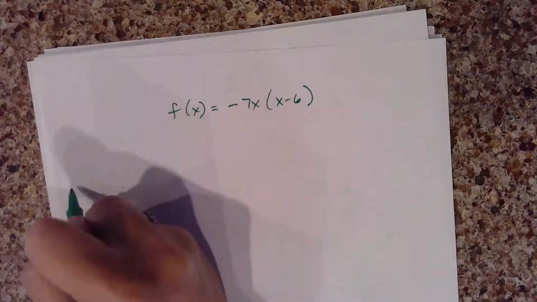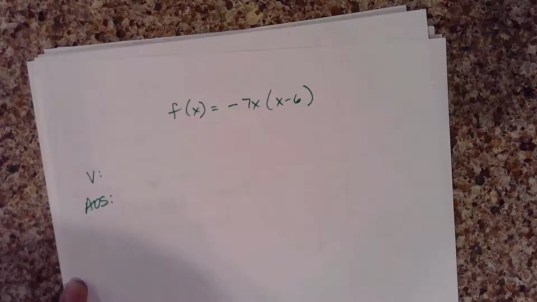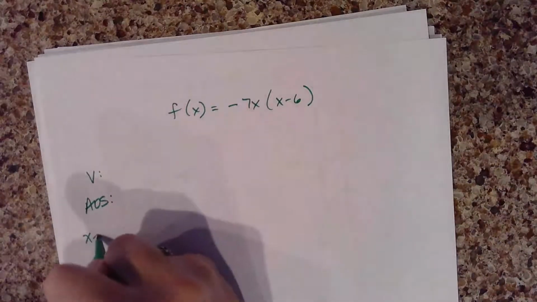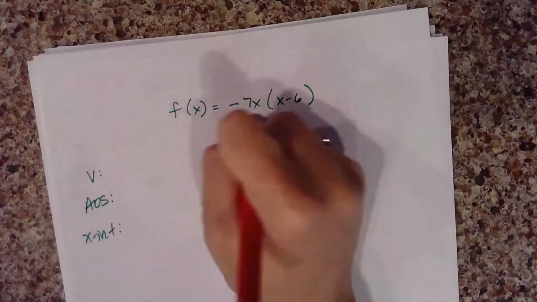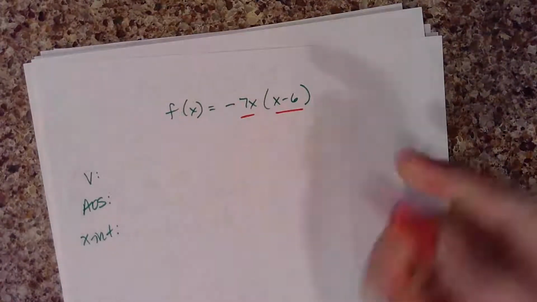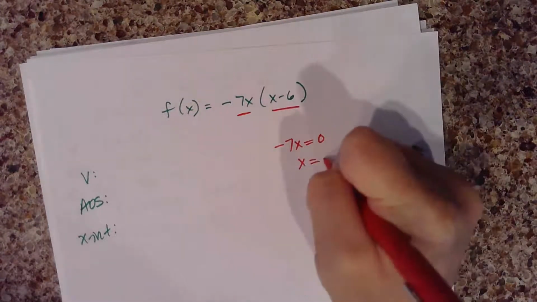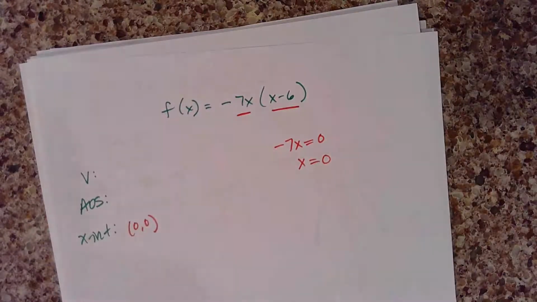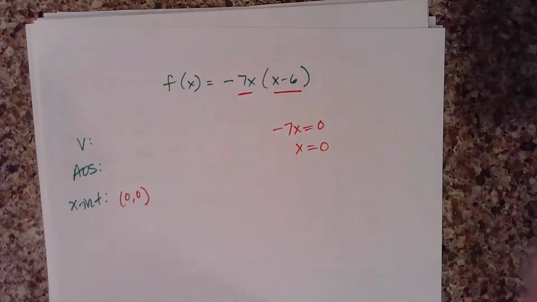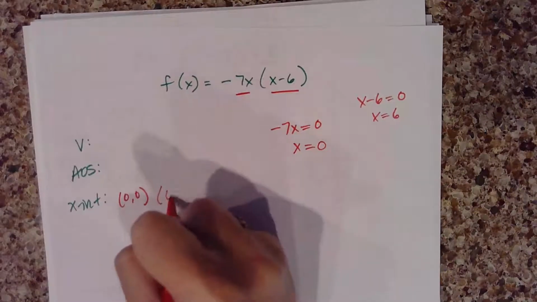So again, we're finding the same information. This one asks for the vertex, the axis of symmetry, and your x-intercepts. Didn't ask for the rest of the stuff. So my x-intercepts are the easiest thing to find here because it's in intercept form. So take each of these factors and set it equal to 0. So -7x equals 0. Divide by -7. I get 0. Remember, this is an x-intercept, so write it as a point. X minus 6, set that factor equal to 0, and I get x to equal 6.